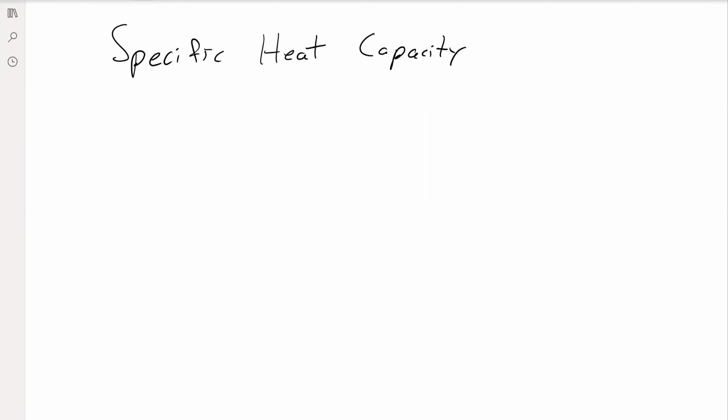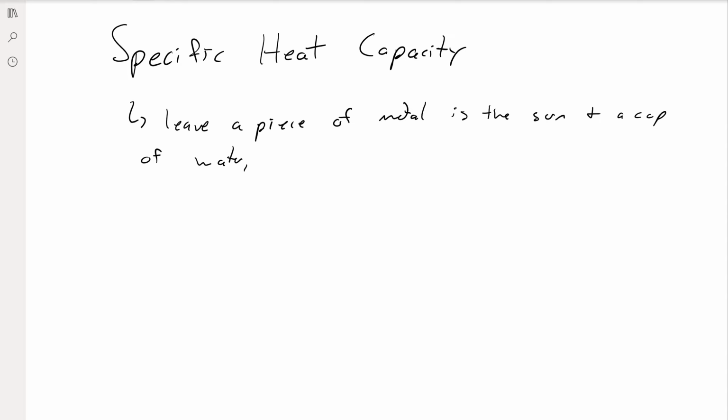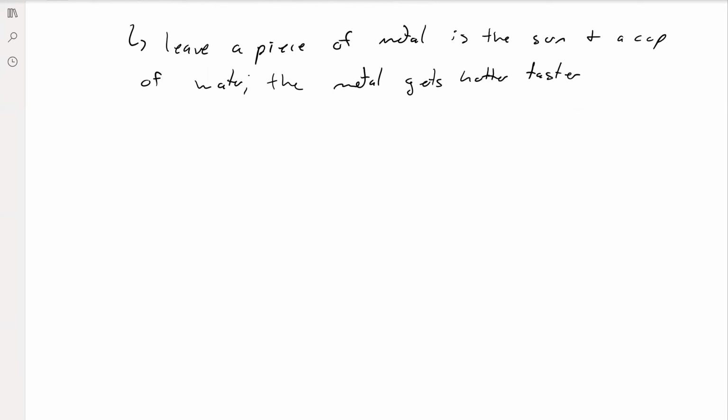All right. So from our everyday experiences, we notice that things heat up differently. For example, if you leave a piece of metal in the sun and a cup of water, the metal gets hotter faster. Right. So not everything gets hot at the same rate as other things.